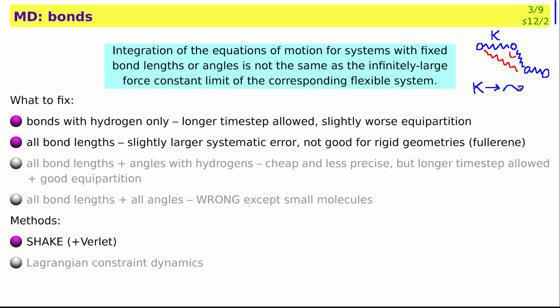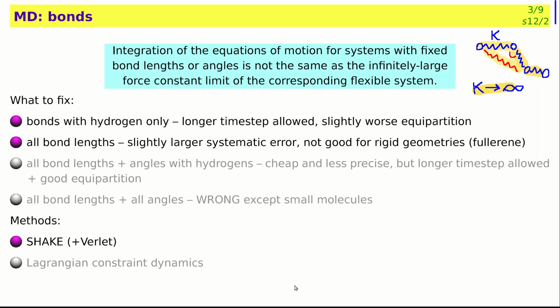It would be more and more difficult because we would have to use shorter and shorter time steps. But we can imagine this. So one would expect that we'll get, in the limit, a system with fixed, rigid bond lengths and bond angles, perhaps in this case. But this is not true. The dynamics of such a system, even in this limit, is not the same as the dynamics with truly fixed bonds. But still, it's not so bad.